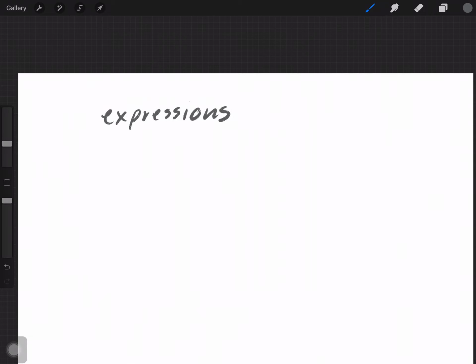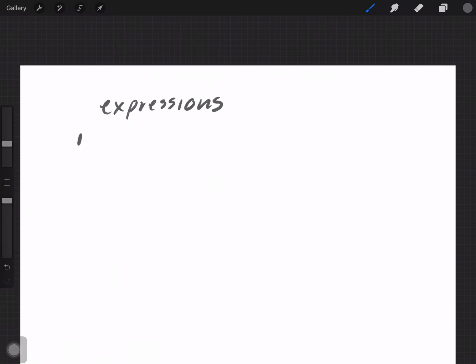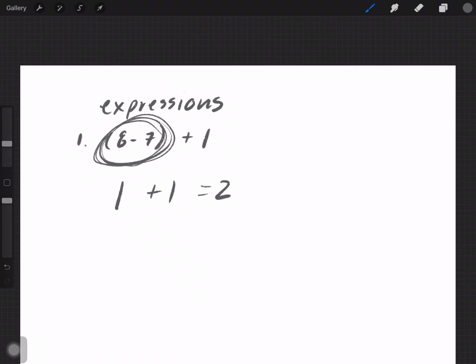So moving on to the next worksheet, which is called expressions. The directions say solve the expression. So basically what that means is, let's look at the first problem, 8 minus 7 plus 1. Now what they want you to do is solve whatever is in the parentheses first. So you do this first and then add the 1 at the end. So 8 minus 7 is 1, right? And then you add the 1, which is equal to 2.